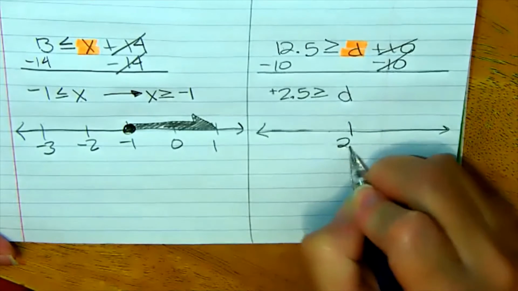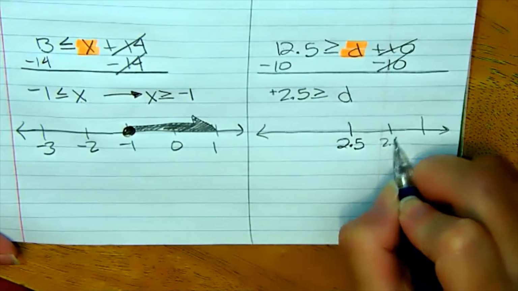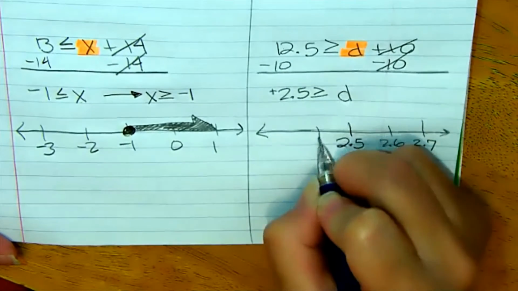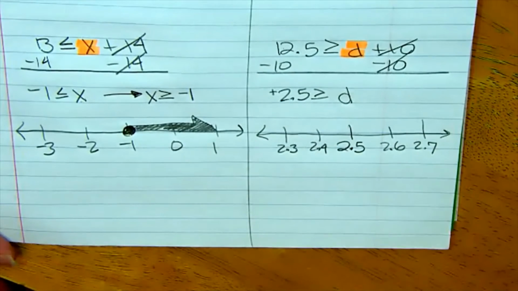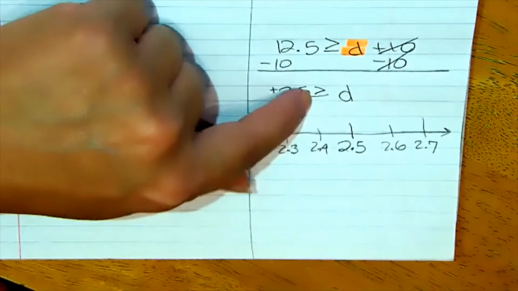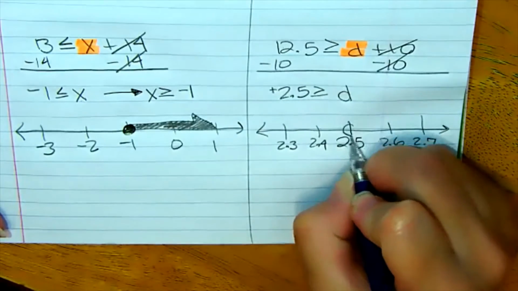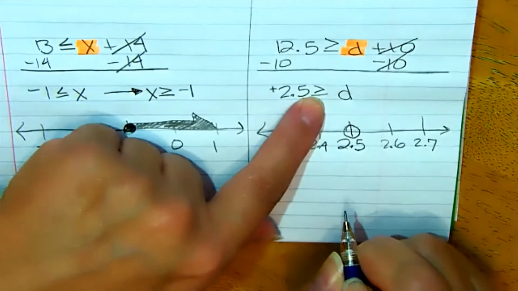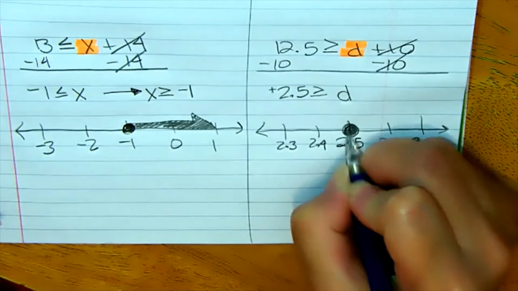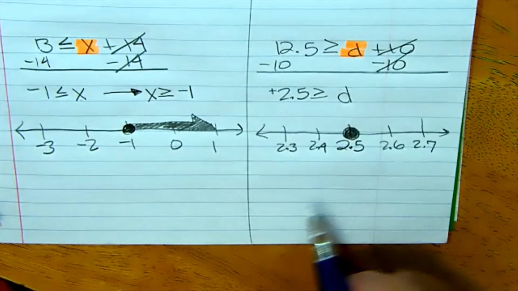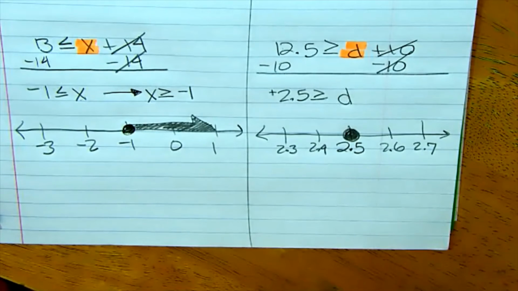I put my target in the middle. 2 ticks to the right. 2 ticks to the left. Now I look at my sign. It's greater than or equal to. So my solution set starts at 2.5, but it also includes 2.5. It's equal to 2.5. So it starts at 2.5 and it includes 2.5. So I'm going to use a closed circle.